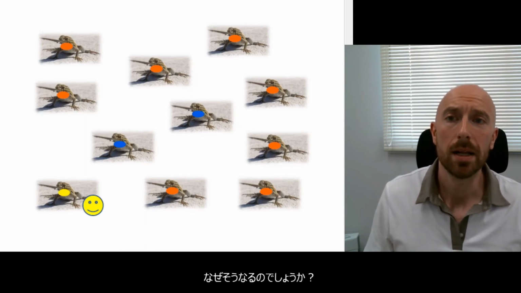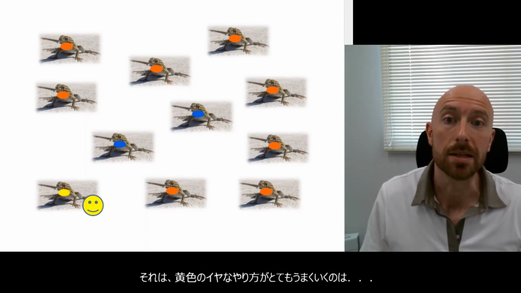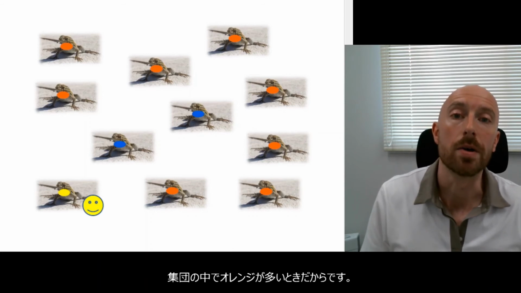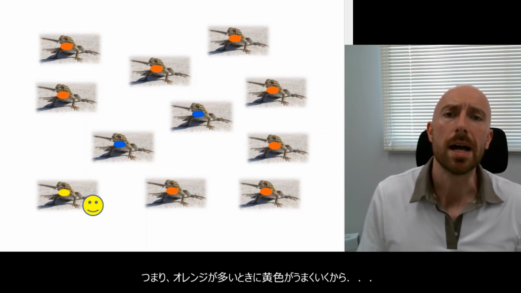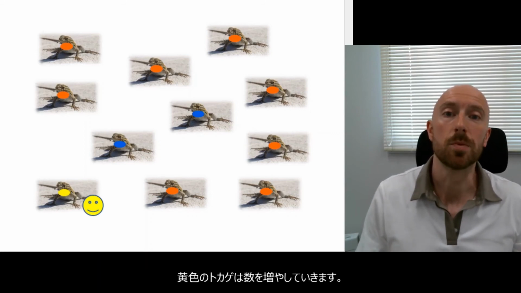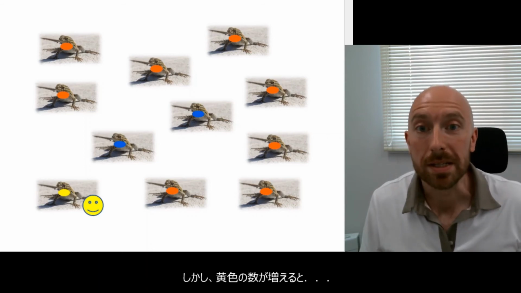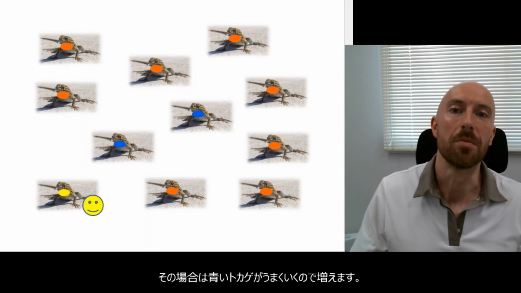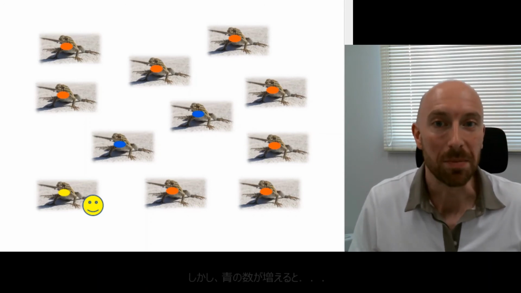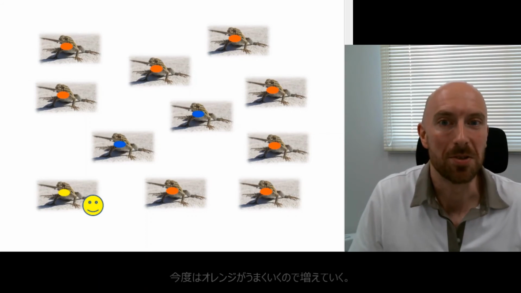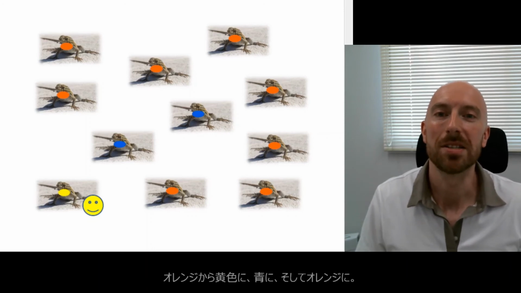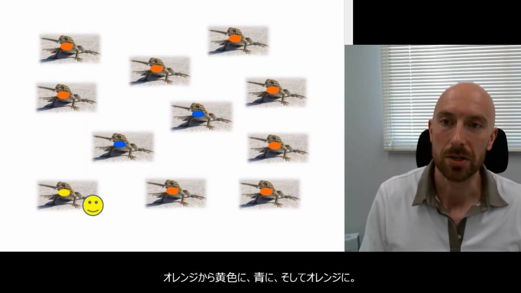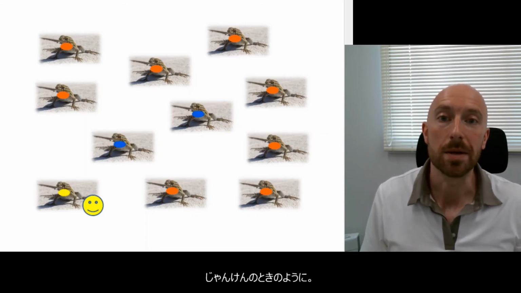And why is this? Well, it turns out that the sneaky yellow lizards are very successful when there are many orange lizards in the population. So the yellow lizards do well when there are many orange lizards, and then the number of yellow lizards will increase. But when there are many yellow lizards, it turns out that blue lizards do well, so the number of blue lizards will increase. But when there are many blue lizards, it turns out that the orange lizards do well, so the orange lizards increase. And again, we have a cycle from orange to yellow to blue to orange, just like rock, paper, scissors.